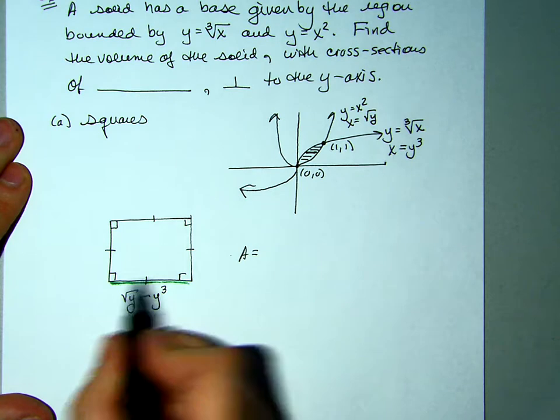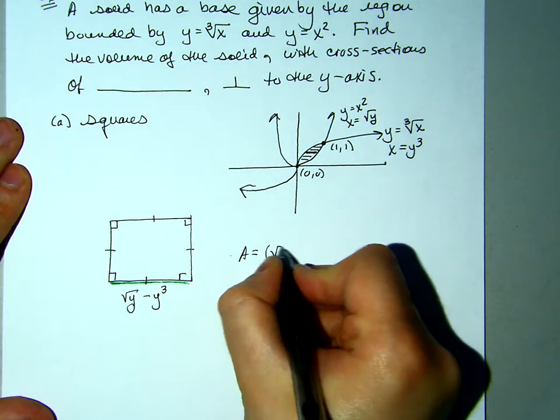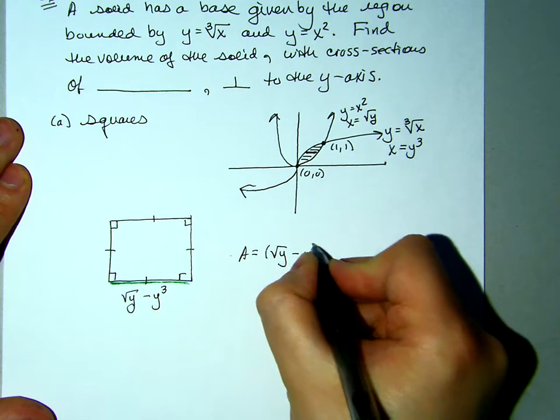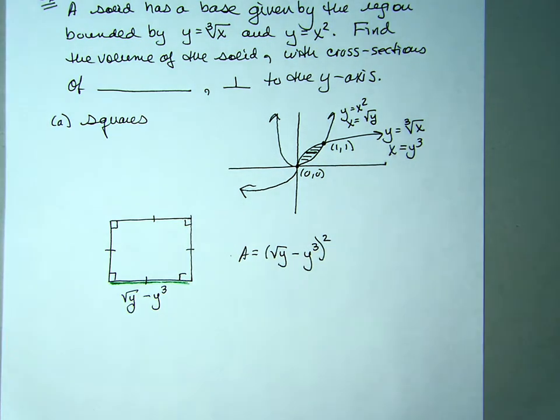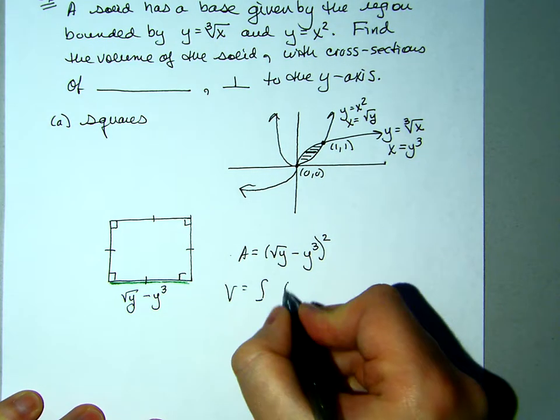How would you find area if we know its base? The square root of y minus y squared. Good. We've got our area of one of those squares coming out towards you. I'll try to show you this in a moment on the computer. The volume. I need to integrate that area.